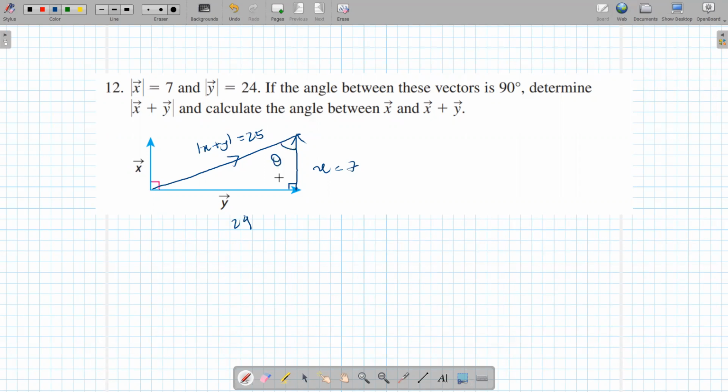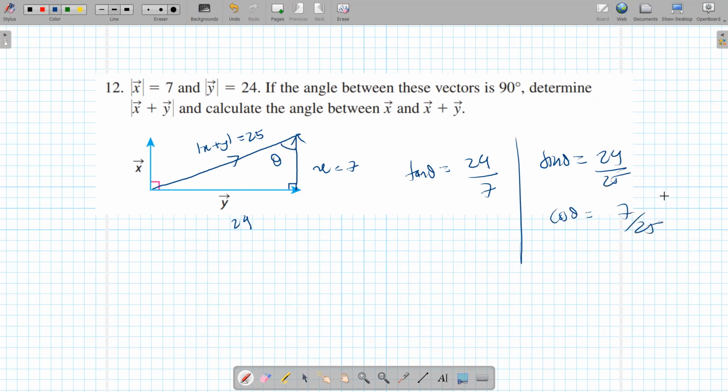Which one do we use, sine, cos, or tan? Remember, we have all three sides. You can use any. Tan theta is equal to 24 over 7. Sine theta equals 24 over 25. Cosine theta, 7 over 25. When you do the inverses, they'll give you the exact same angle. So tan inverse of 24 divided by 7, that is 74 degrees. And that's going to be the answer.